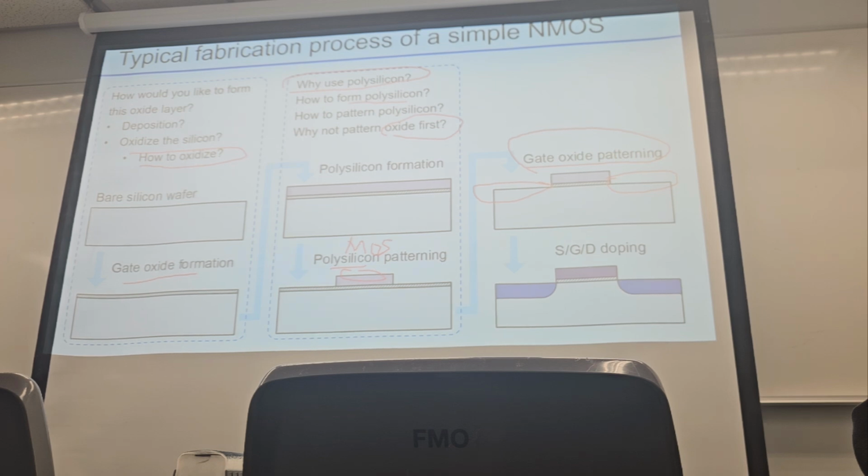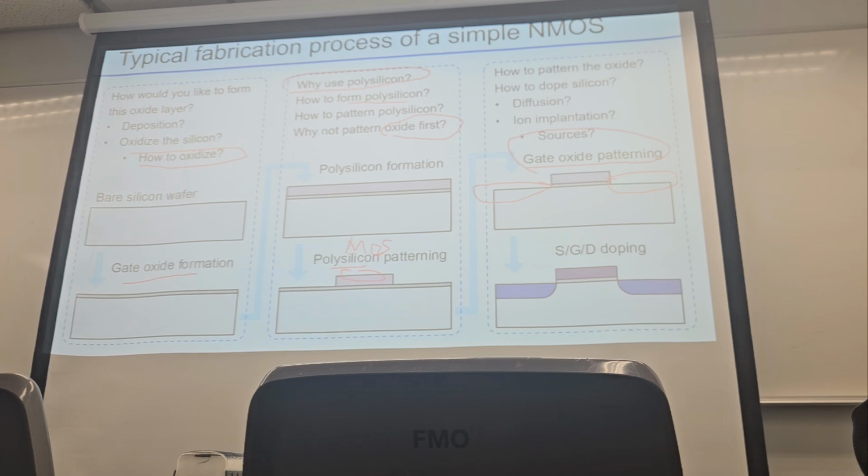If we pattern the gate oxide first, then we need to do a perfect alignment to make sure that the patterned polysilicon can be aligned with the gate oxide. Okay, and please check the slides. We write down all the key points in the slides.